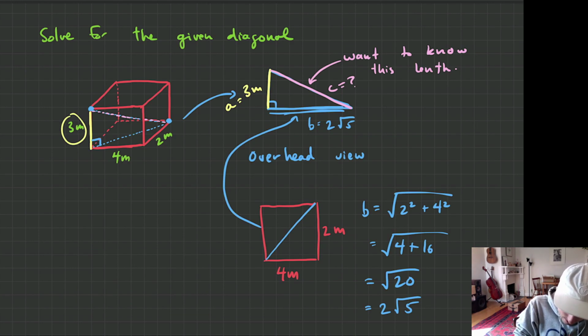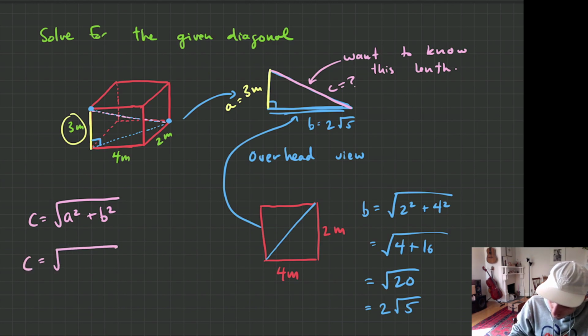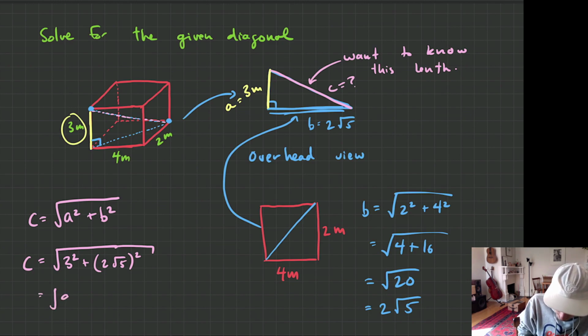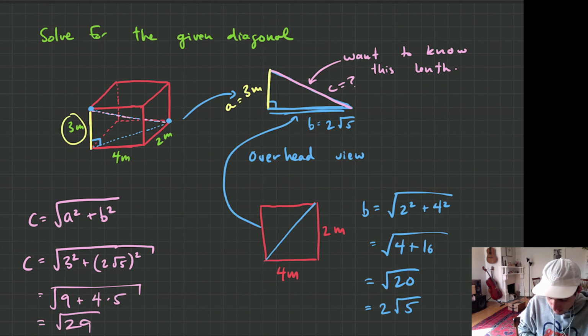So I know that c is equal to the square root of a squared plus b squared. A is 3, so I've got 3 squared, plus b squared. B is 2 times the square root of 5, so I'm going to do 2 times the square root of 5 squared, like that. And this is equal to the square root of 9 plus, well, 2 squared is 4. The square root of 5 squared is 5, so we've got times 5. And so this is going to be the square root of 29. So that is what the hypotenuse is equal to.